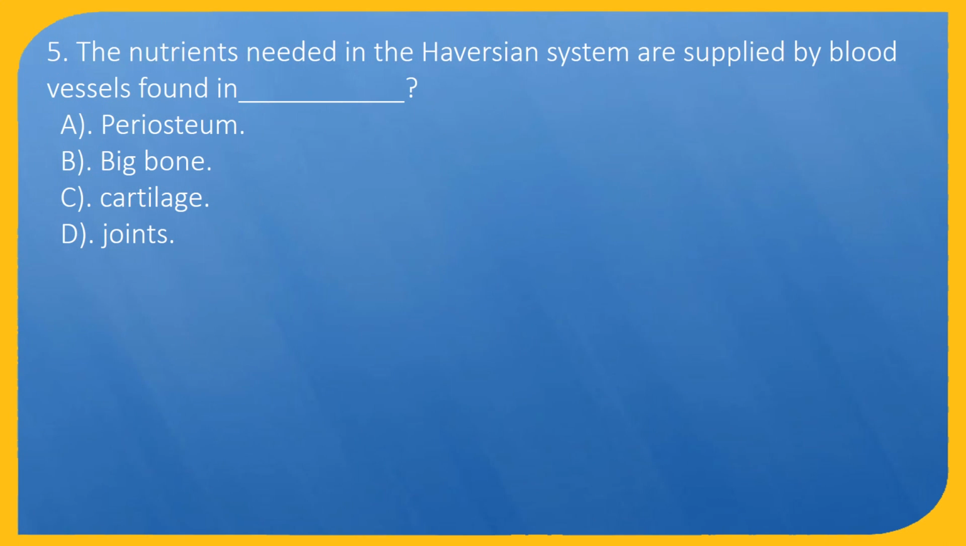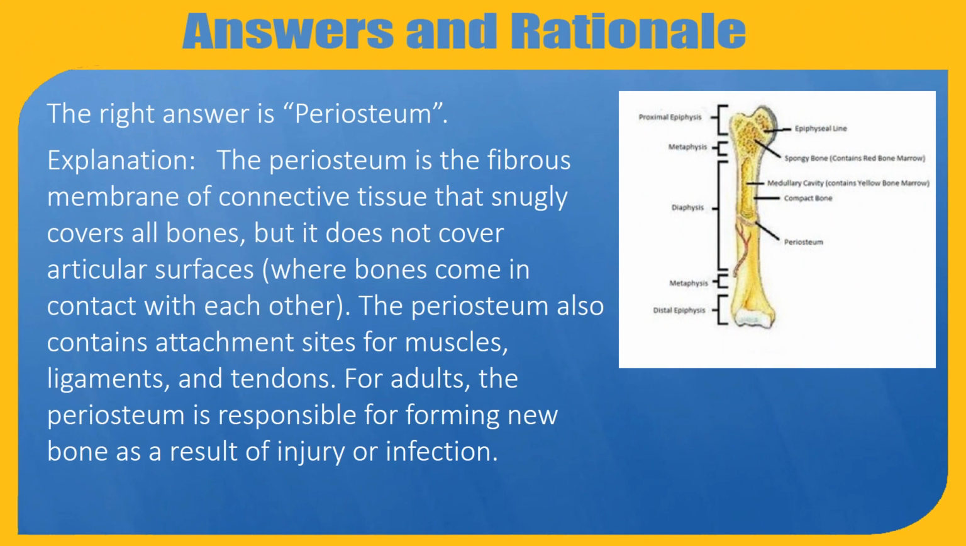Question 5. The nutrients needed in the Haversian system are supplied by blood vessels found in A. Periosteum. B. Big bone. C. Cartilage. D. Joints. The right answer is periosteum.